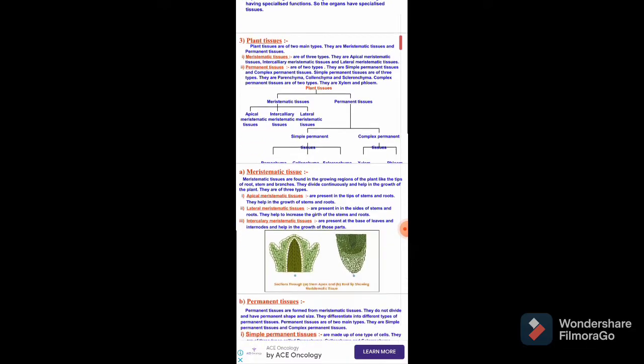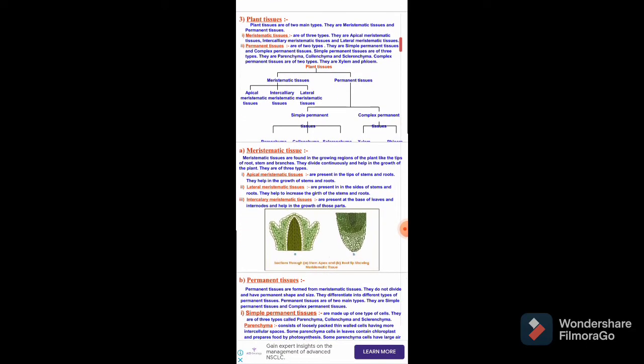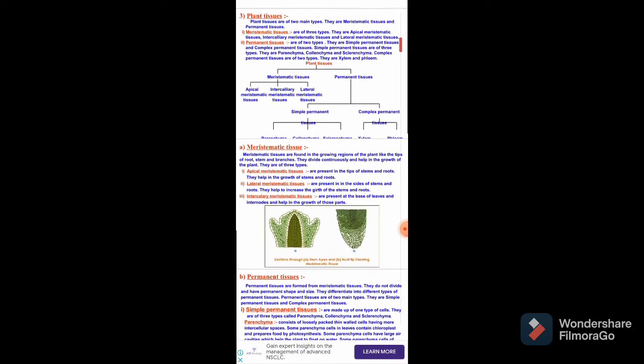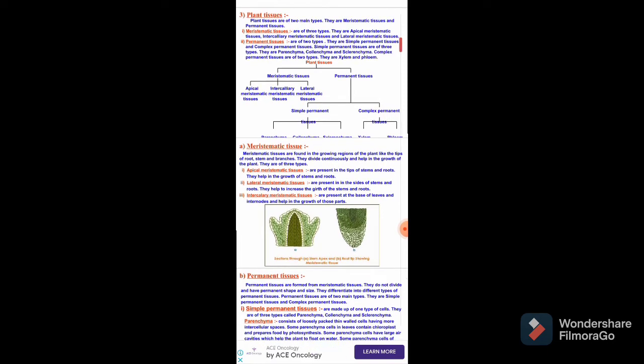Now we'll discuss plant tissue. Plant tissue is of two main types. They are meristematic tissue and permanent tissue. Meristematic tissue is of three types. They are apical meristematic tissue, intercalary meristematic tissue, and lateral meristematic tissue. Permanent tissue is of two types. They are simple permanent tissue and complex permanent tissue.